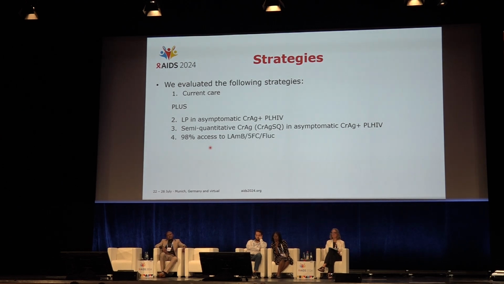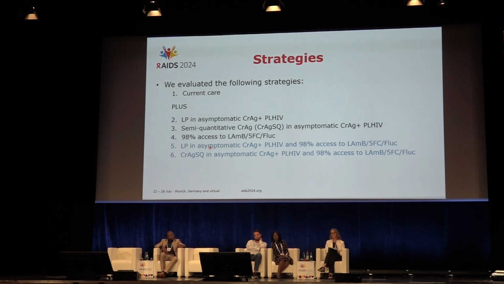Based on these estimates, we evaluated 4 strategies: current care, and then current care plus an LP in asymptomatic CRAG-positive people with HIV, or a semi-quantitative CRAG, or CRAG-SQ, in asymptomatic CRAG-positive people with HIV. And then finally, further expanded access, 98% access to single-dose liposomal amphotericin B, 5-FC, and fluconazole. We also evaluated 2 combination strategies.